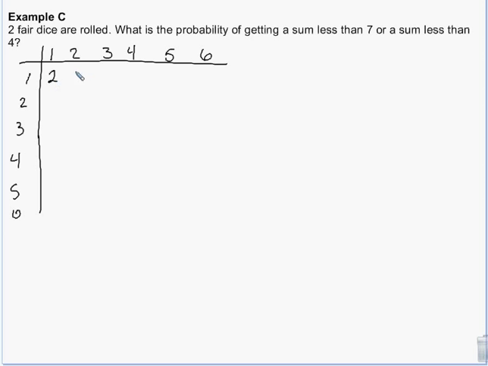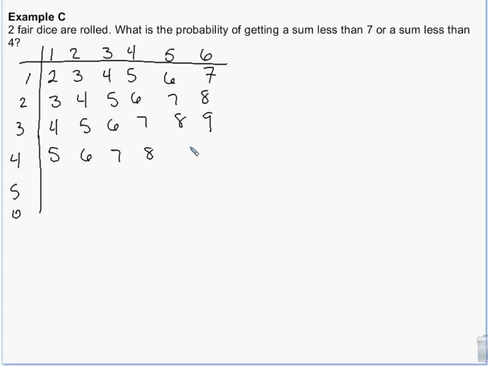1 plus 1 is 2, then you get 3, 4, 5, 6, 7. 2 plus 1 is 3, 4, 5, 6, 7, 8. 3 plus 1 is 4, 5, 6, 7, 8, 9. You just count at that point. This is 5, 6, 7, 8, 9, 10. 6, 7, 8, 9, 10, 11, and then 7, 8, 9, 10, 11, 12. So yes, it's a lot of numbers, but you don't actually have to do all that adding.